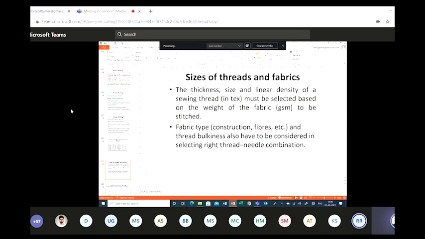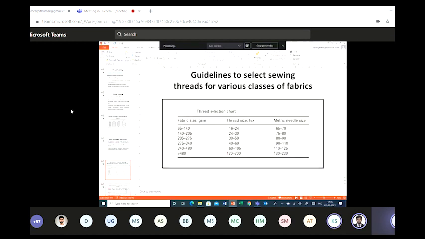And also you have to select the right combination of the needle. So generally you see in this table, you need not mug up this one, just a guideline. It is available in the public domain. As the fabric becomes heavier, thread also becomes heavier. You see 16 to 24 tacks to stitch a garment of 65 to 140 GSM.